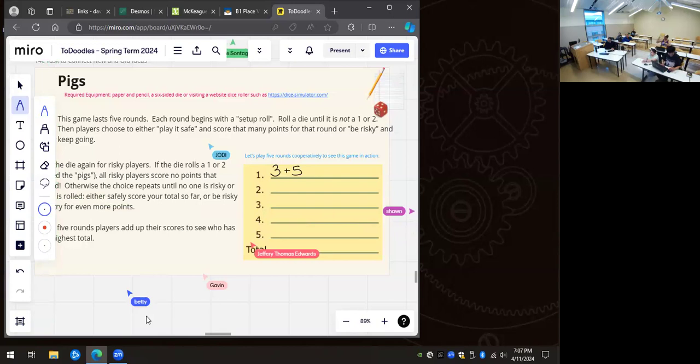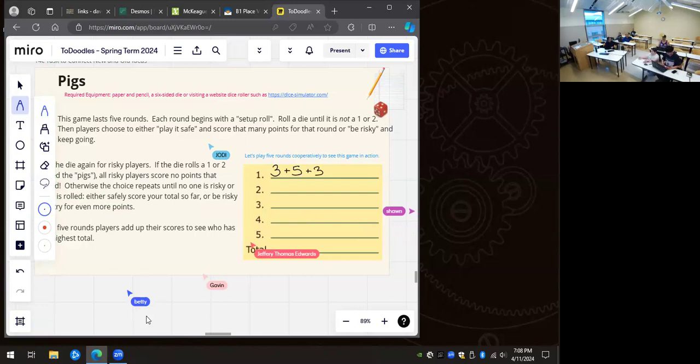Okay, 3. Now we're up to 11. 3 plus 5 plus 3 is 11. I'm happy with 11. Anyone want to keep going and be risky? No, I'm happy with 11. One more. I'll say one more. So, at this point, then I'm going to say we're safe, because that's what most people wanted.